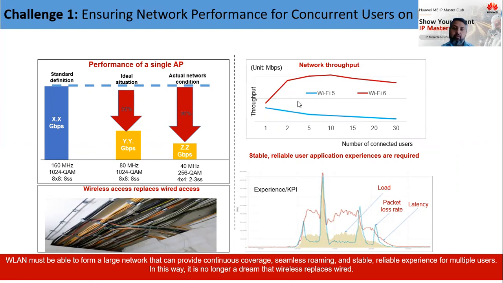So if you can see through this chart, as the number of users increases, its performance decreases drastically. Whereas on Wi-Fi 6, the throughput remains almost constant up to a certain number, and after that it starts to decrease, but it doesn't decrease exponentially, but rather very gradually. It tries to continue its performance.